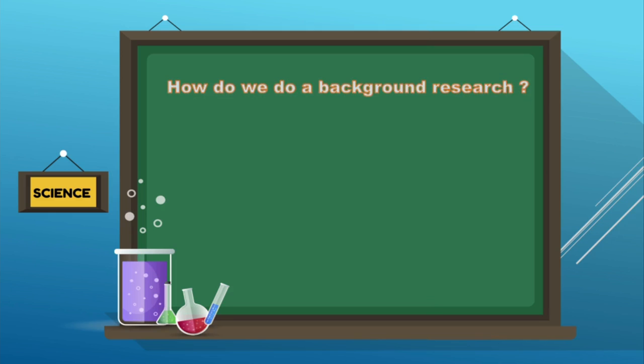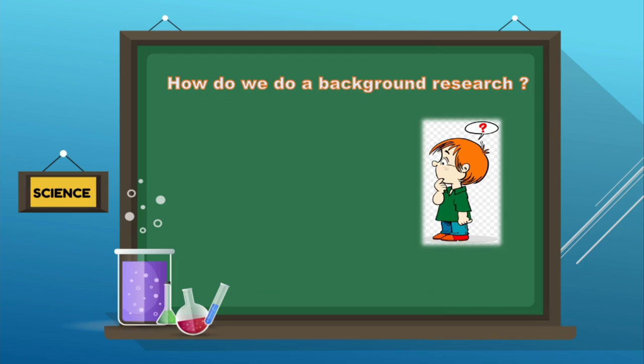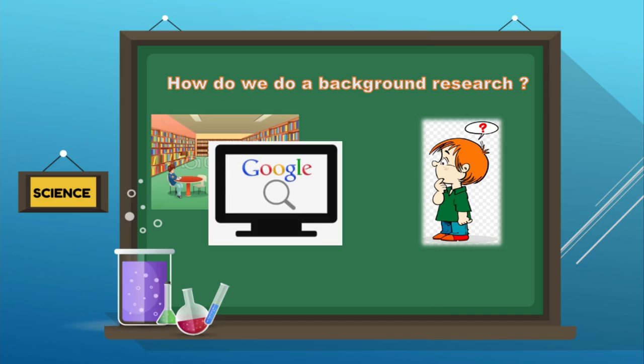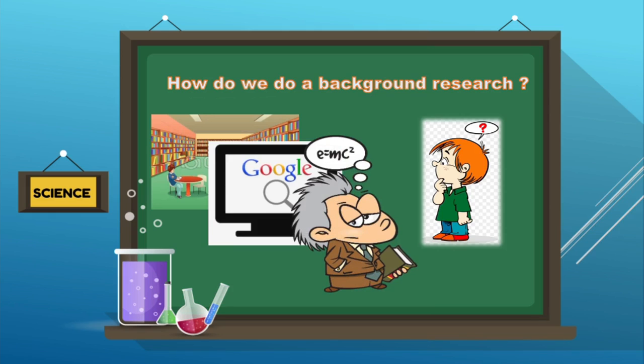Now, how do we do a background research? Of course, in doing a background research, you have to anchor and connect your questions to your investigation. There are many ways to do a background research. First, you can get ideas and options using the school library. Second, you can do research using the internet like Google. And lastly, you can ask questions to a person that is knowledgeable about your problem. In that way, it will be easier for you to understand how to do your research.